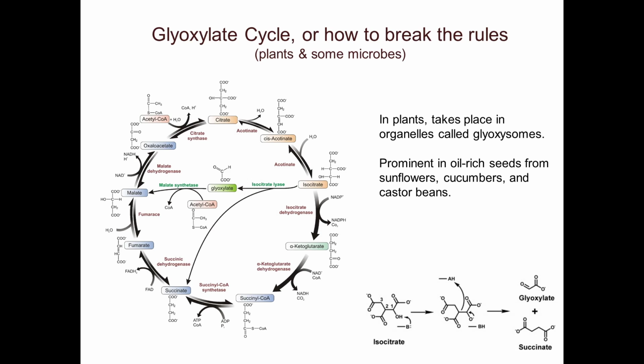And then when that bond breaks, it grabs a proton from a neighboring donating base, general acid called AH. And then that leaves you a succinate and a glyoxylate. So glyoxylate is 2 carbons long, succinate is 4 carbons long, and that accounts for all our carbons from isocitrate. So we didn't lose anything. What can happen now is the glyoxylate can be converted to malate.